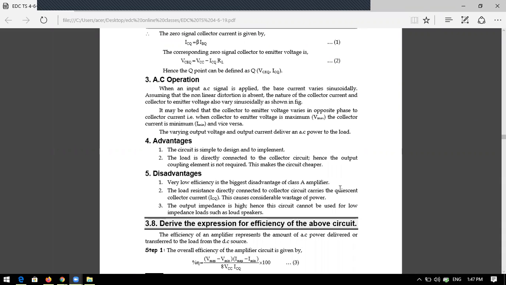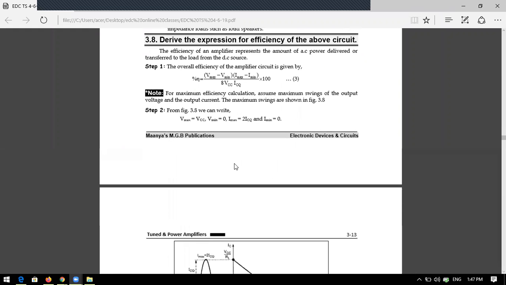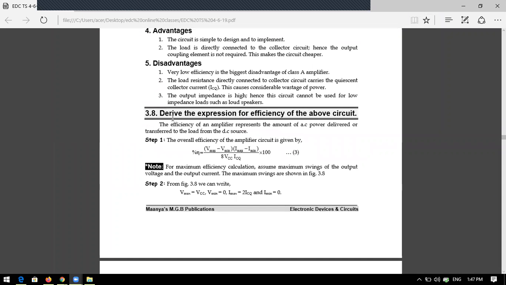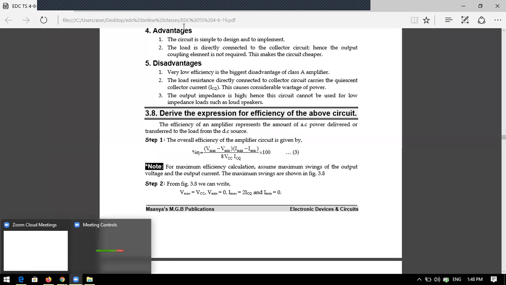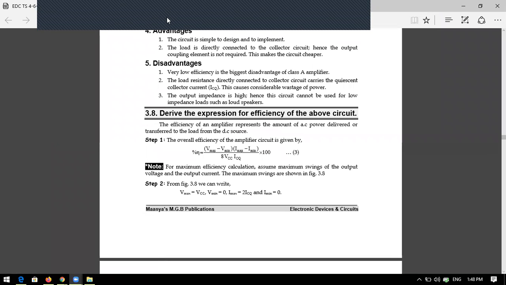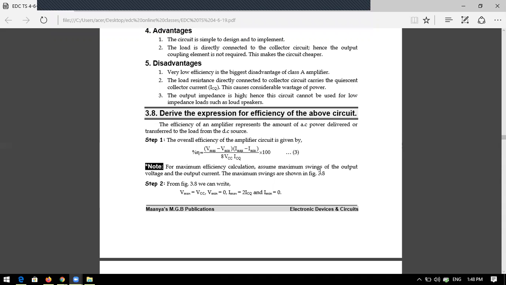So you can derive the expression for the efficiency of the class A power amplifier. What is the efficiency of the power amplifier? We already discussed it. All of you tell me the general formula for the expression for efficiency of any power amplifier.